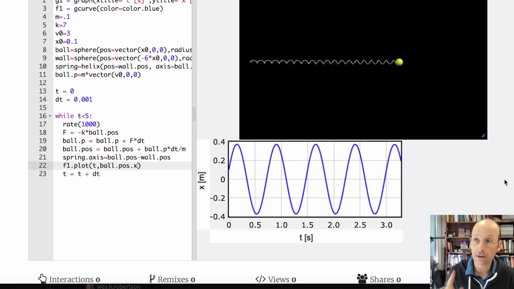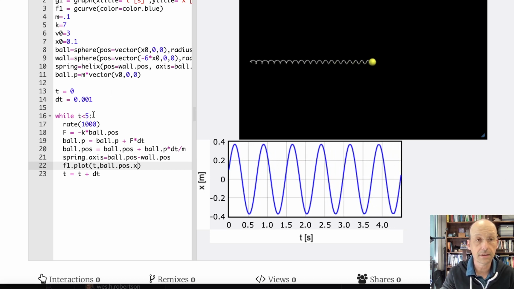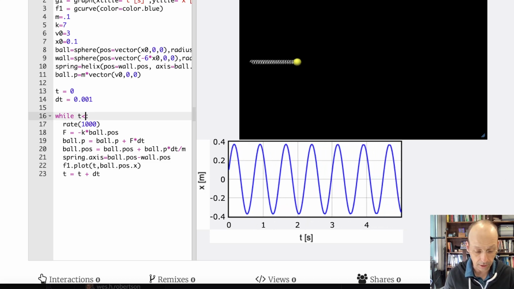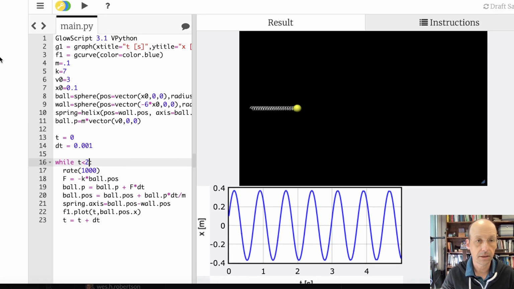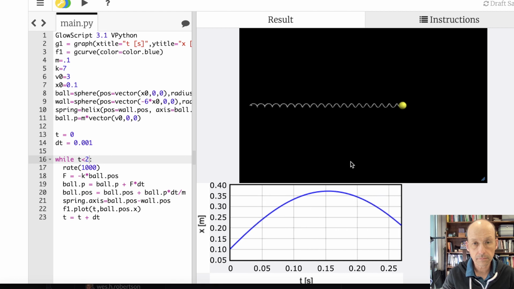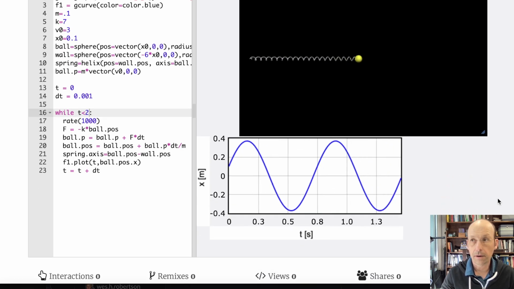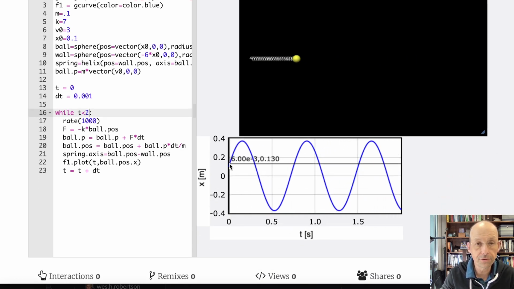And notice right here, you can see in this graph, let's cut this down to a shorter time, like 2 seconds. Oh, my graph is nice and small. Okay, so you notice it starts right here. That's the initial position. It's not at 0, and it's not at the amplitude, because it was moving away. So it moves away and then back down, but it is a trig function.